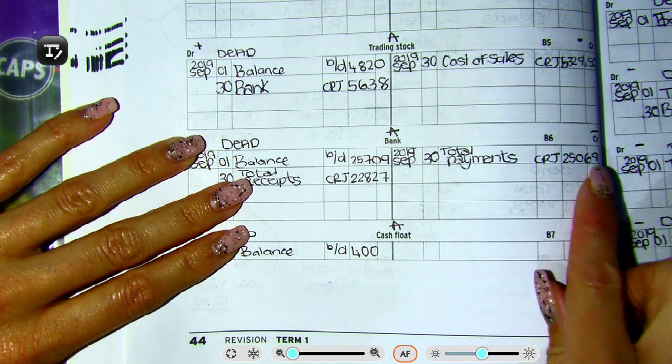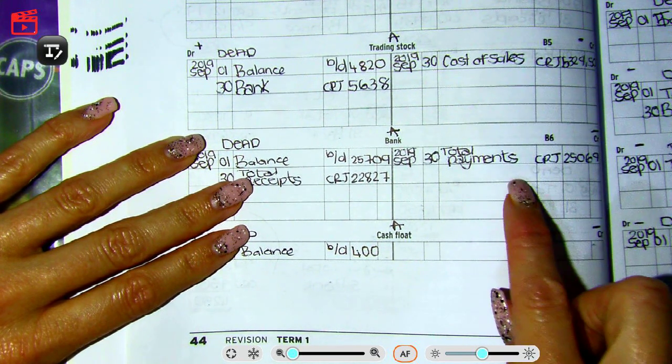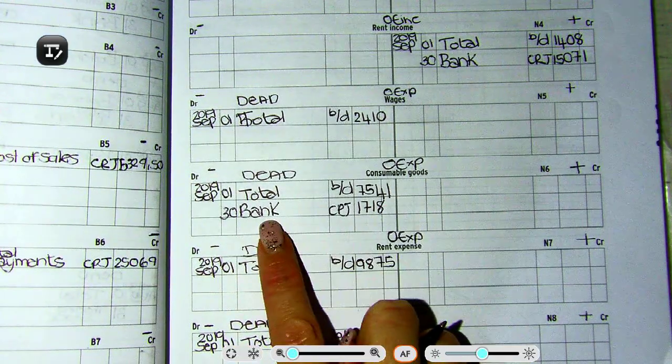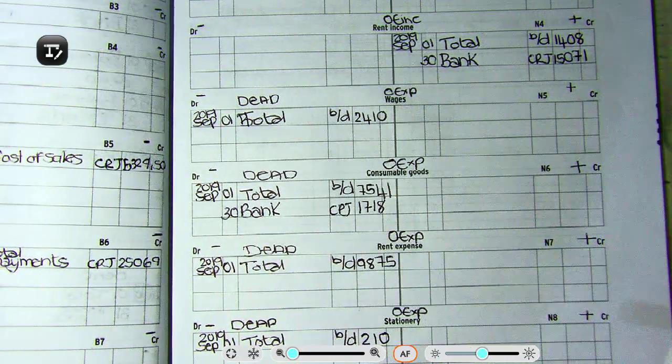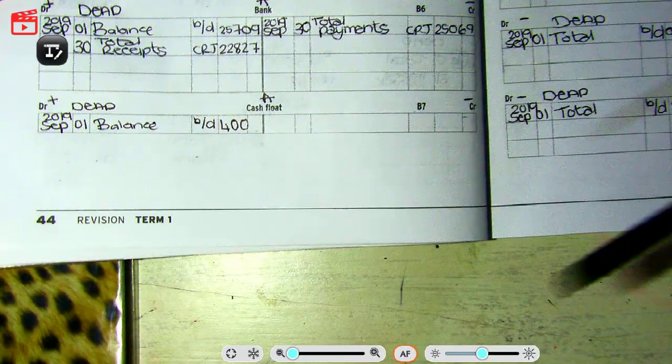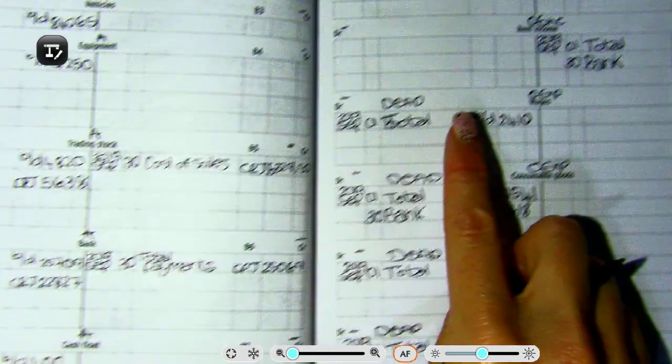So there is my credit, and my contra account in consumable goods, there is the word bank now. So now that I know this total includes all of these amounts that are on the debit side that say bank, that's how I can work it out.